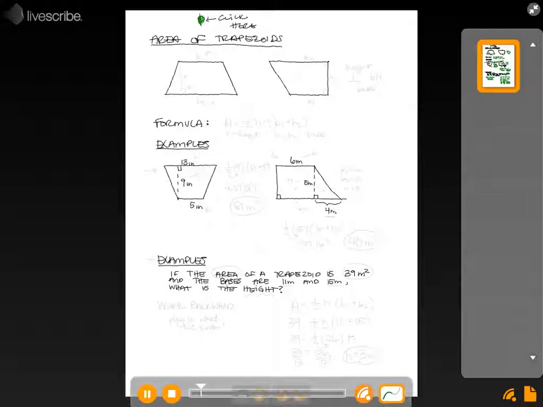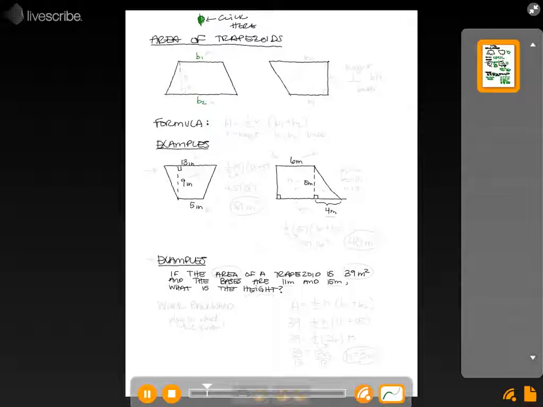So, in order to figure out the area of a trapezoid, you need a couple things. You need to have two bases. So we have base 1 and base 2. And those are the parallel sides. It could be the top and bottom, or it could be the left and the right. They're always going to be opposite of each other because they can never intersect since they're parallel.